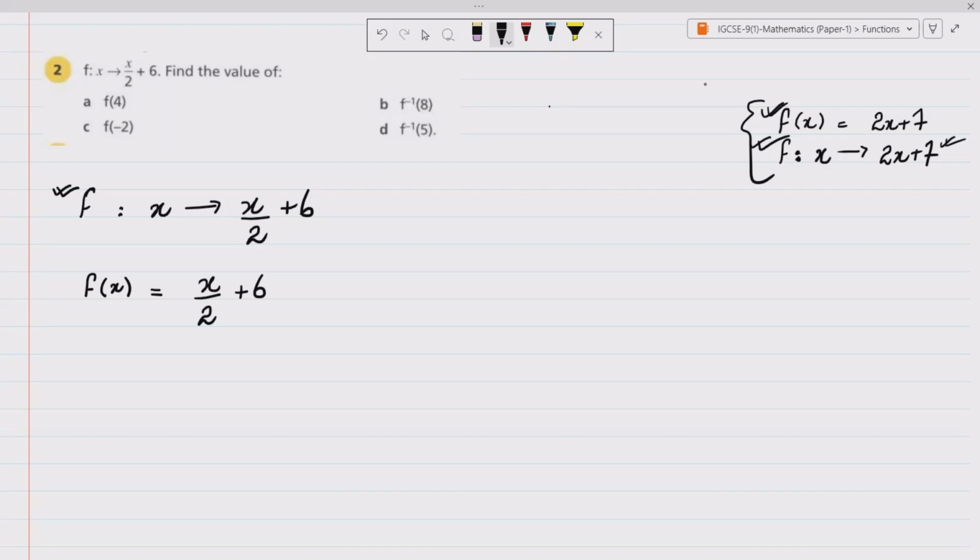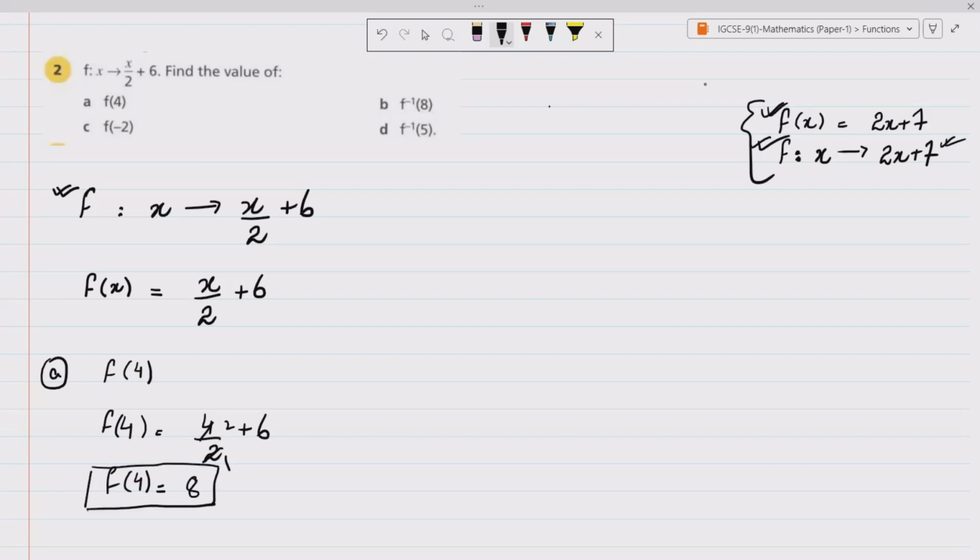Now after changing it into standard format, what did they ask in step A? In step A we have to find f of 4. We have f of x, so in place of x we write 4. So f of 4 is 4 upon 2 plus 6. In place of x I just put 4. So f of 4 is 2 twos are 4, 2 plus 6 is 8. f of 4 is 8.